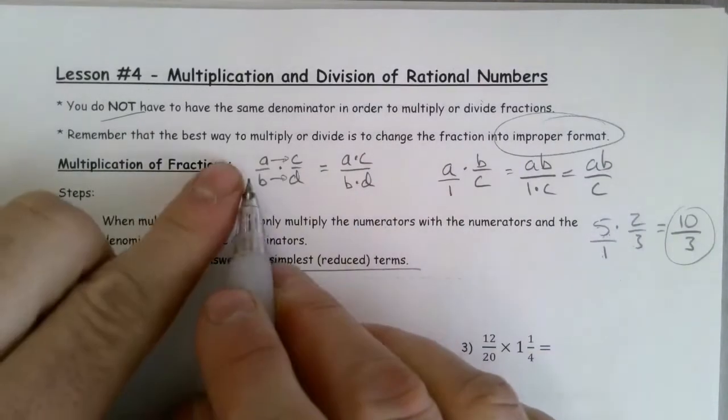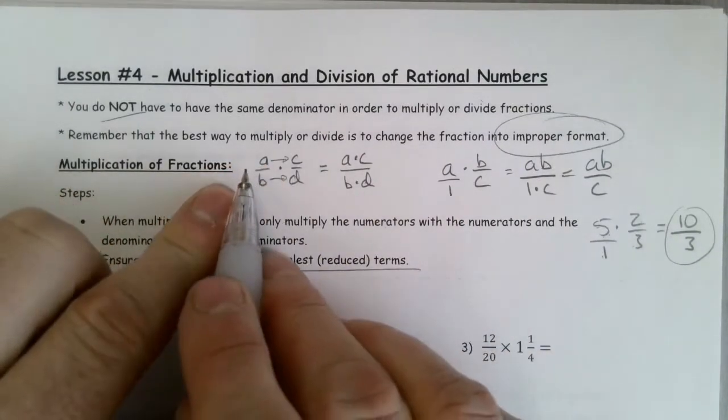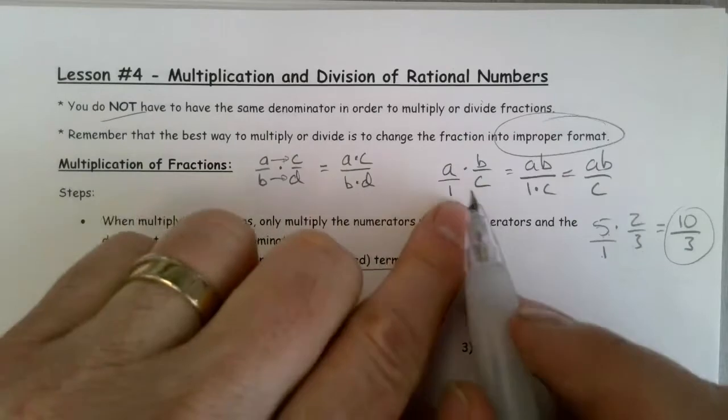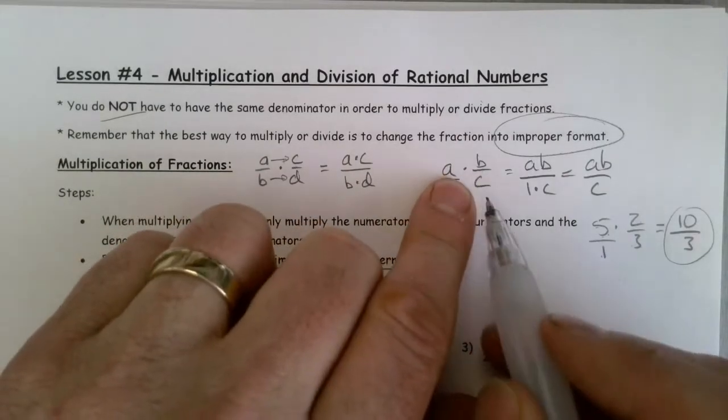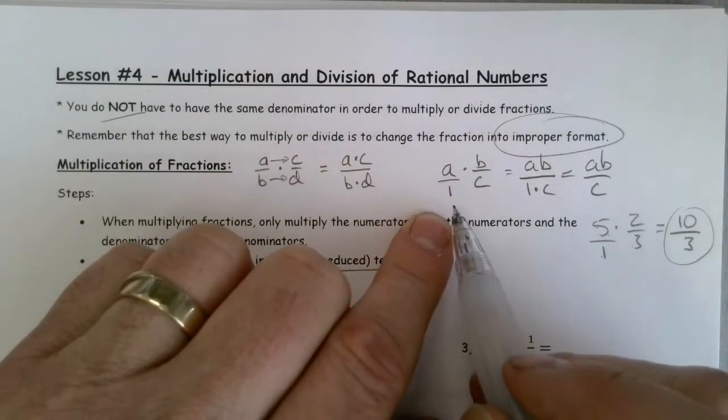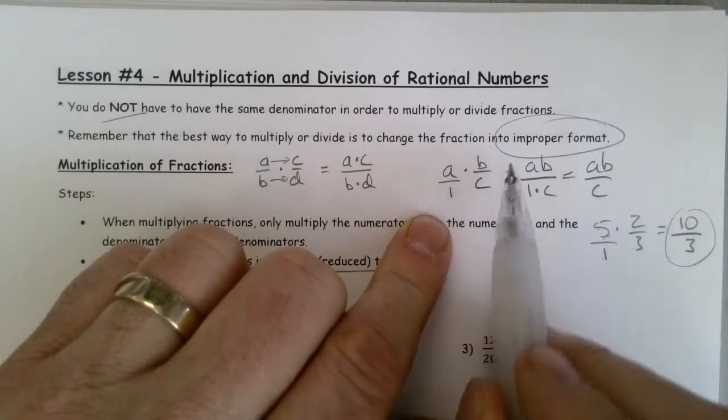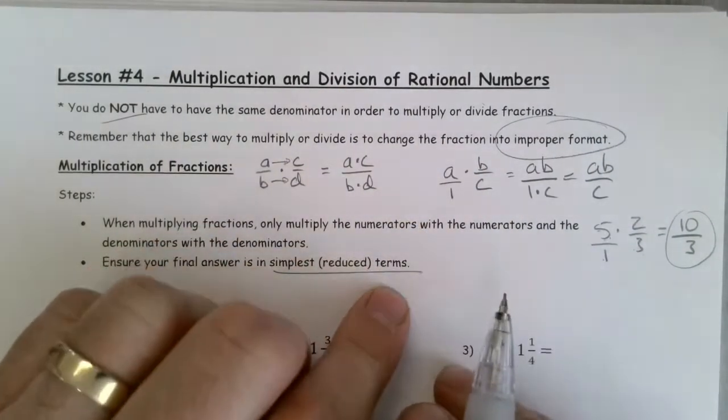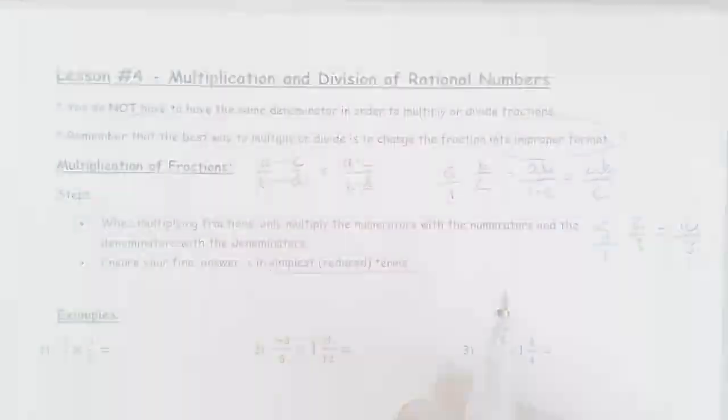Again, fraction multiplied by fraction, we simply multiply numerators together, denominators together. If I get a number multiplied by a fraction, I'm going to write that as a fraction over 1, and then numerator to numerator, denominator to denominator. Let's take a look at some examples.